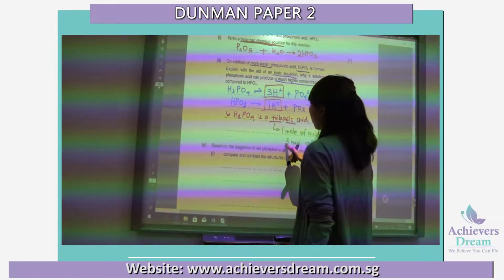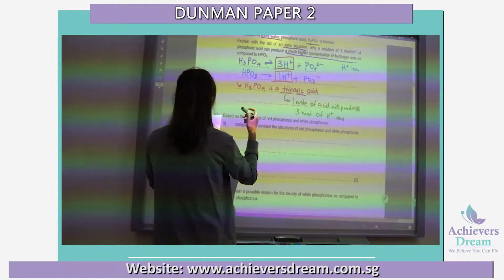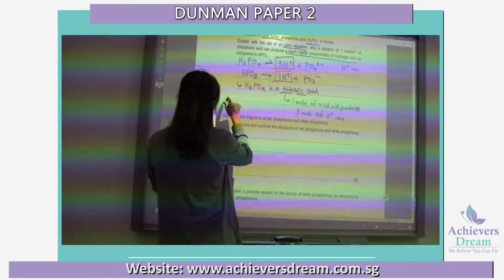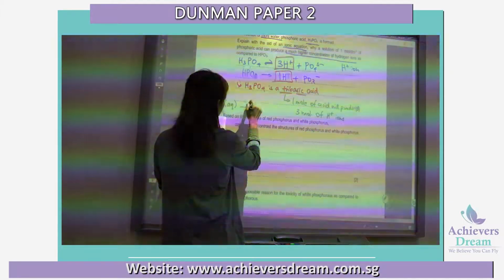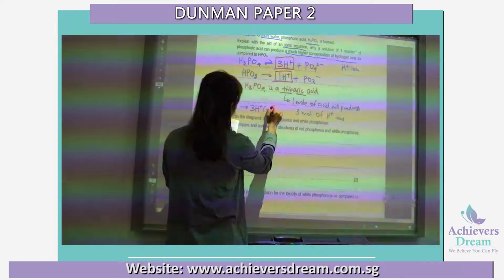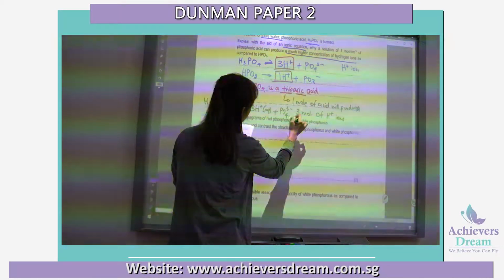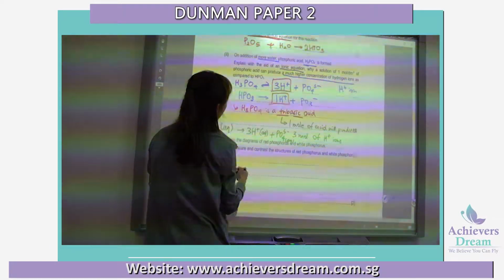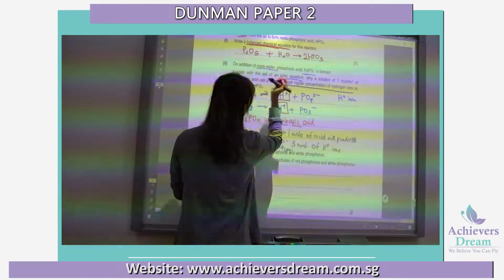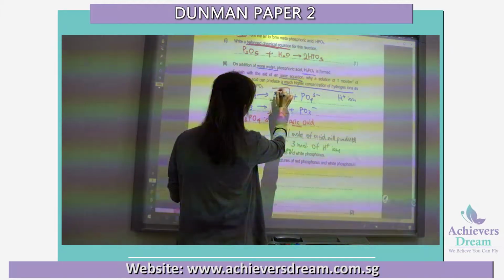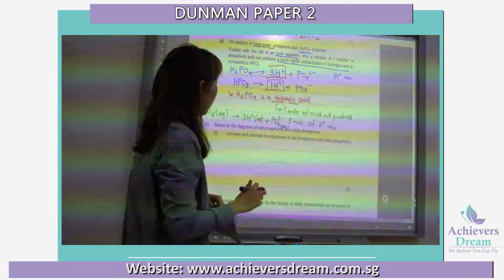So the ionic equation would be H3PO4 forms 3H plus and PO4 3 minus. Okay? So this is the ionic equation.